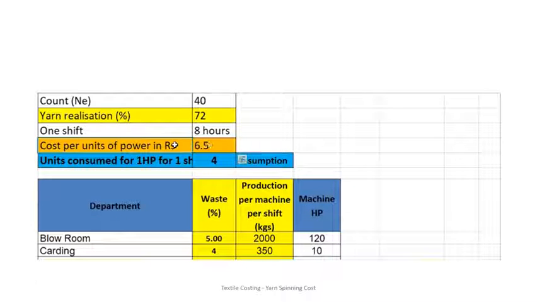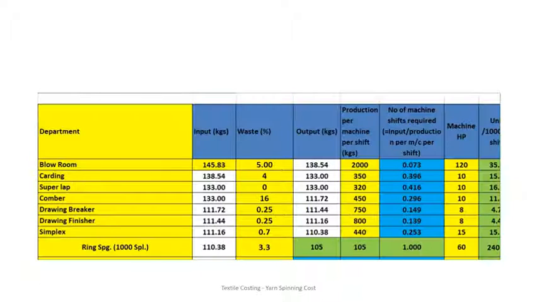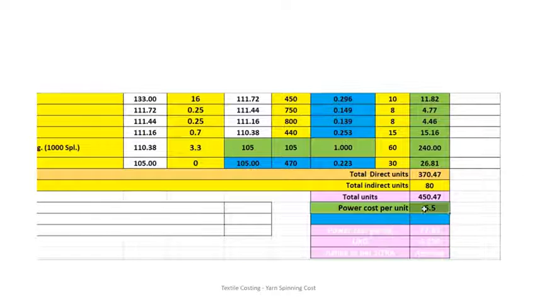So the power cost that has to be paid to the government is 6.5 per unit. So we have that here. So the total power cost is power cost per unit into total units consumed. So the total cost is 6.5 into 450.47. So that is 2,928 rupees. This is the total cost in rupees for 105 GPS per 1000 spindle shifts.